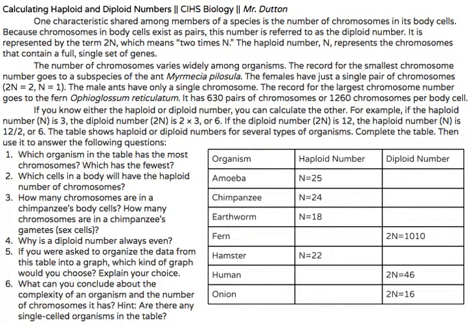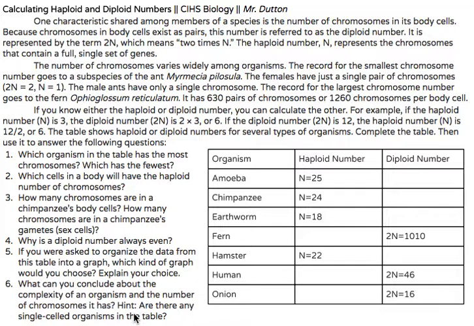When I have a spare moment, I'll be more than happy to help you out with any of 1 through 5. But I think if you see the corrections, and especially if you see my explanation of number 6, then hopefully that will help clarify at least 1 through 4. So number 6 says, what can you conclude about the complexity of an organism and the number of chromosomes it has? Hint, are there any single-celled organisms in the table?